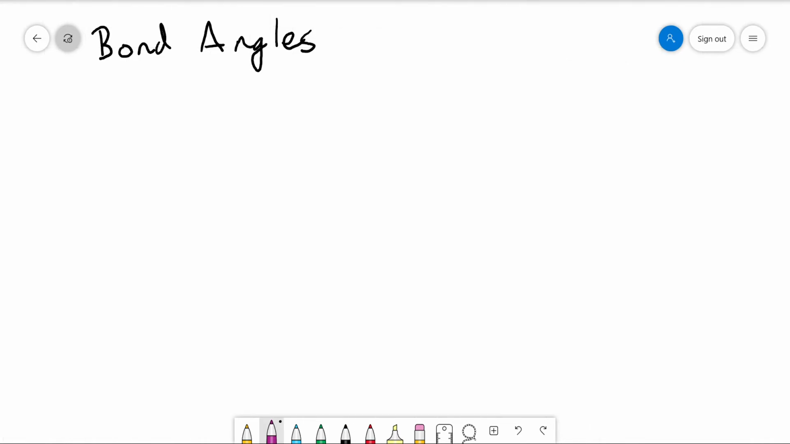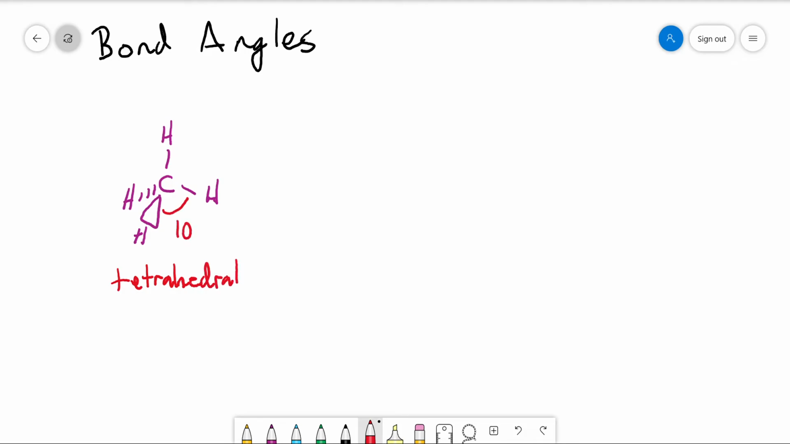So let me give you 3 molecules, and we'll talk about the bond angles in those 3 molecules. Okay. So here's methane, and hopefully you are all thinking to yourself, I know that bond angle, I know that shape. This is tetrahedral, and that bond angle there is 109.5.